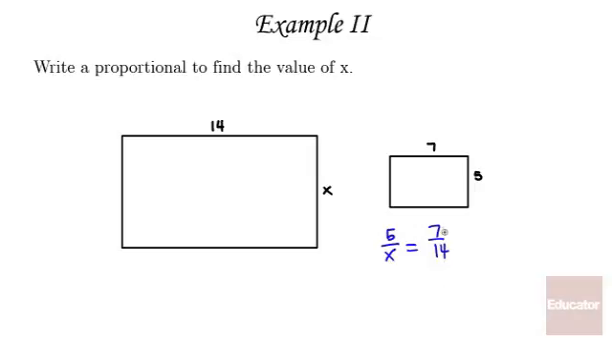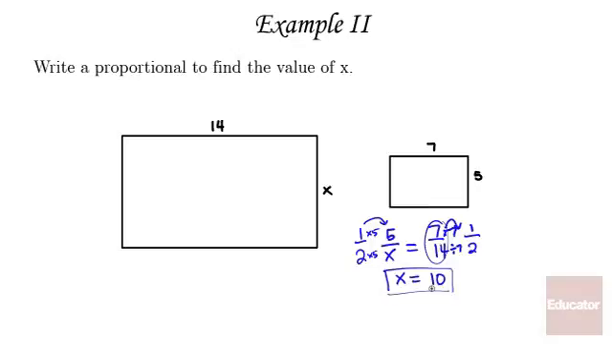So 7 over 14 is 1/2, because 7 divided by 7 is 1. 14 divided by 7 is 2. Okay, that means I need to turn this also into 1/2. So 1 times 5 is 5. 2 times 5 is 10. So then x is going to equal 10.